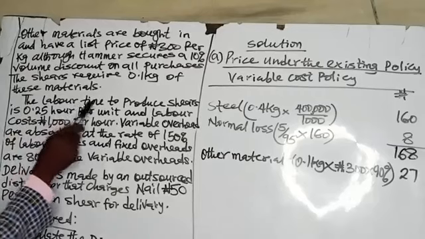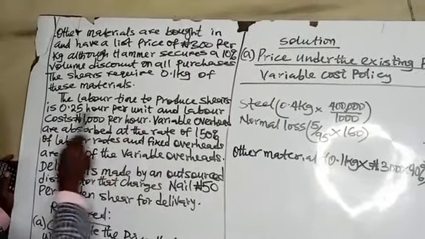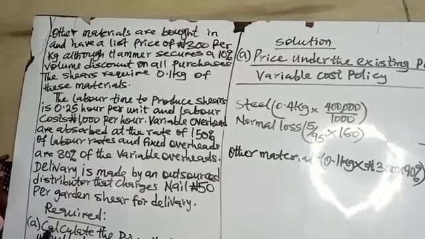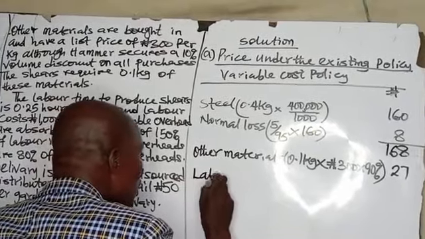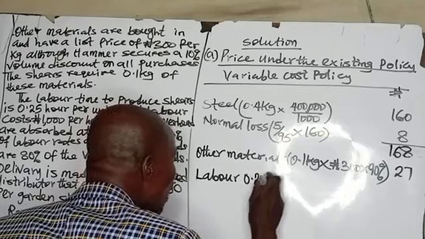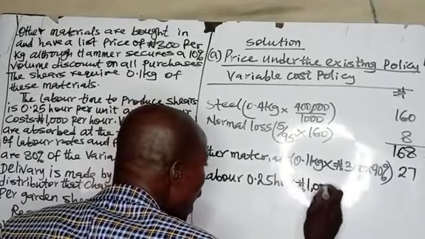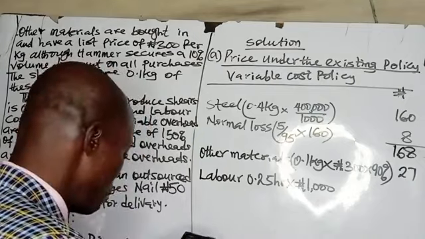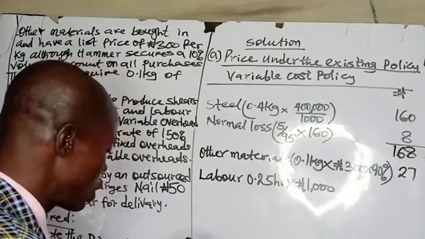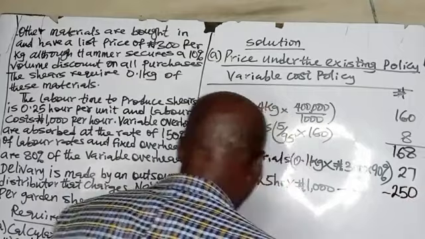The labor time to produce shares is 0.25 hour per unit, and labor cost is 1,000 naira per hour. So for labor, time is 0.25 hour per unit and the cost is 1,000 naira per hour. Back to the question, variable overheads. So what is 0.25 of 1,000? 0.25 times 1,000 gives us 250. So that means the cost of labor is 250 naira.